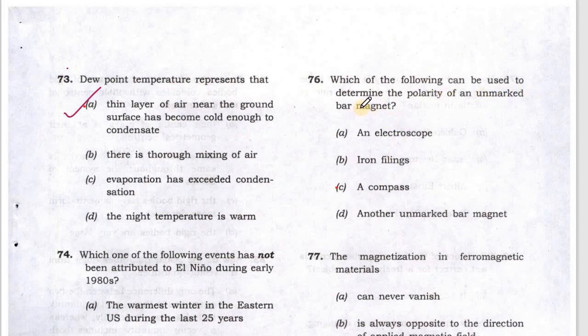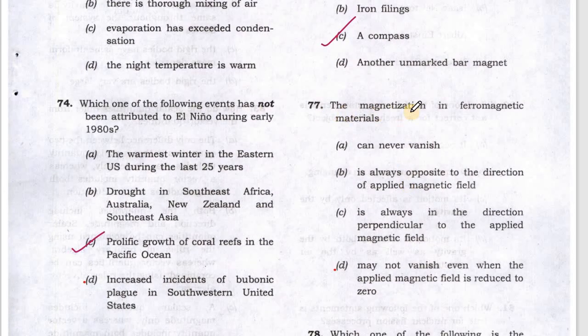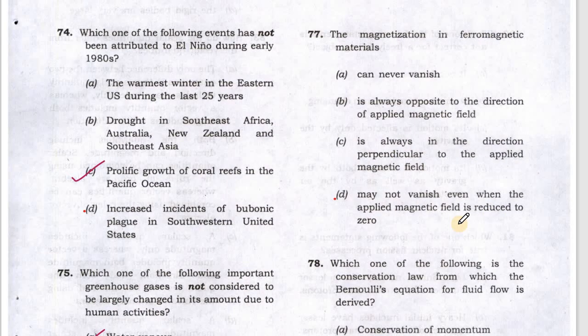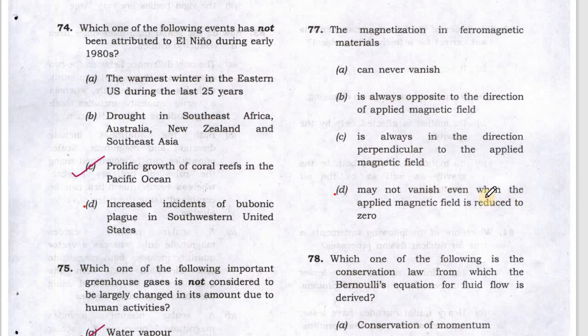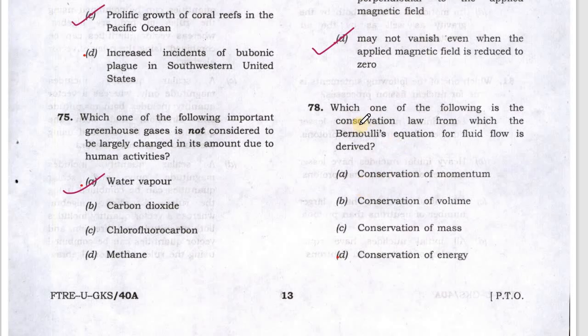Which of the following can be used to determine the polarity of an unmarked bar magnet? This is the compass. Next is the magnetization of the ferromagnetic material. It may vanish even when the applied magnetic field is reduced to 0. So D will be the correct one.